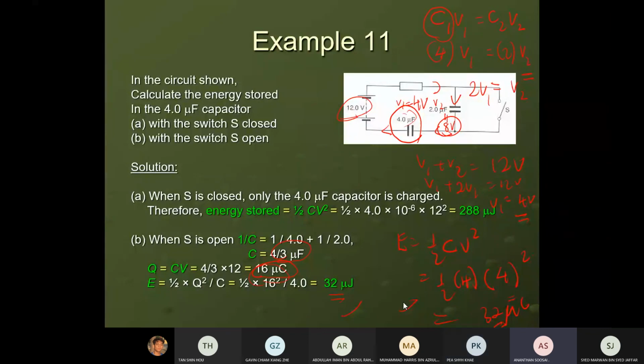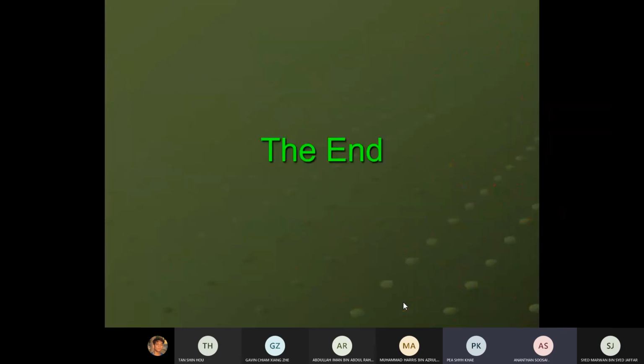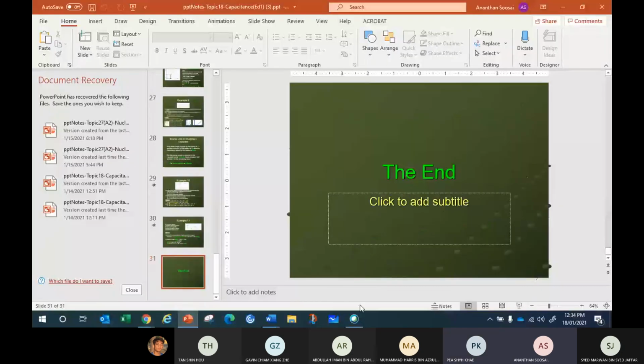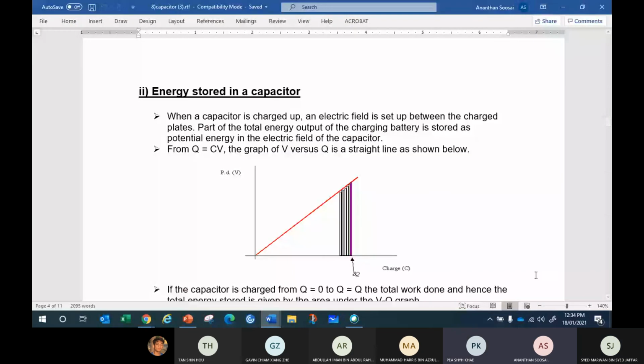So hope you understand, eh? No questions? Okay. That's all about capacitance. So what did you learn so far? The capacitance? Today you learned about energy stored.